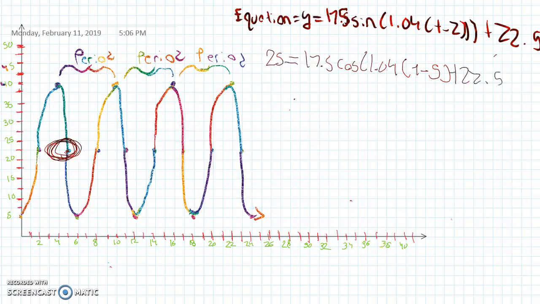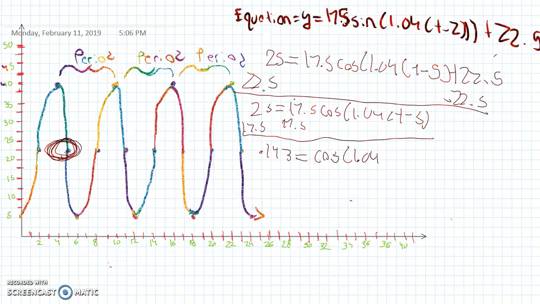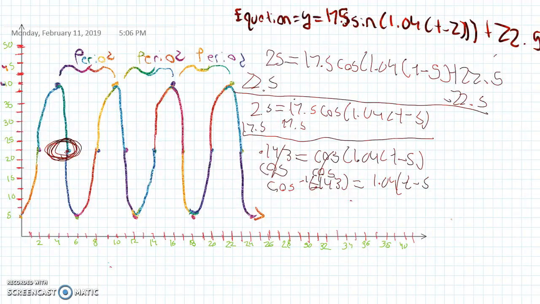plus 22.5. And so, like the previous equation, we will start by getting rid of all the variables in order to get t by itself. So we subtract 22.5 from both sides, and we get 2.5 equals 17.5 cosine, open parentheses, 1.04 t minus 5, close parentheses. And then the next thing that we will do is divide both sides by 17.5. So similar to the previous equation, it will be 0.143 equals cosine, open parentheses, 1.04, open parentheses, t minus 5. And now we start by getting rid of the cosine, and do it on both sides. So instead of doing regular cosine, we are going to do inverse cosine. It will be inverse cosine of 0.143 equals 1.04, open parentheses, t minus 5, close parentheses.